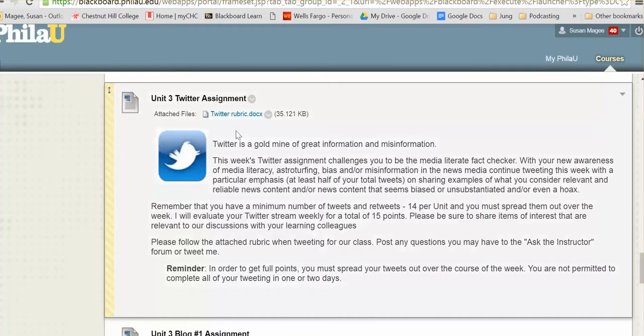For your tweeting assignment this week, share some examples. What do you consider reliable information? What news content seems a little biased or unsubstantiated? You could be on the Huffington Post or CNN or the New York Times, and you could see something and share the tweet and just say, seems biased, or not sure, or seems really reliable.